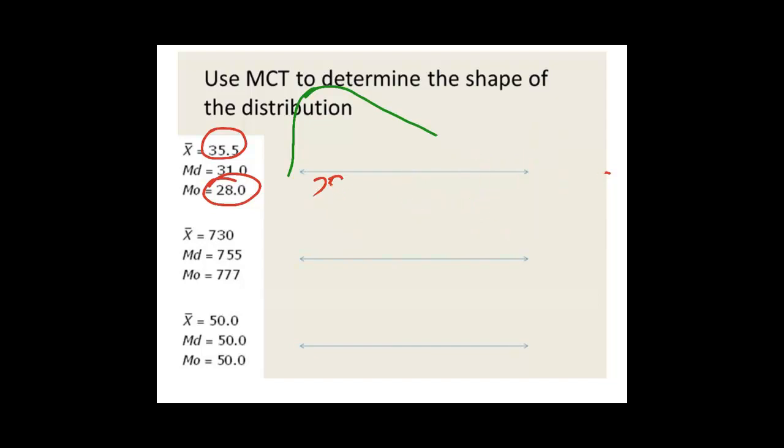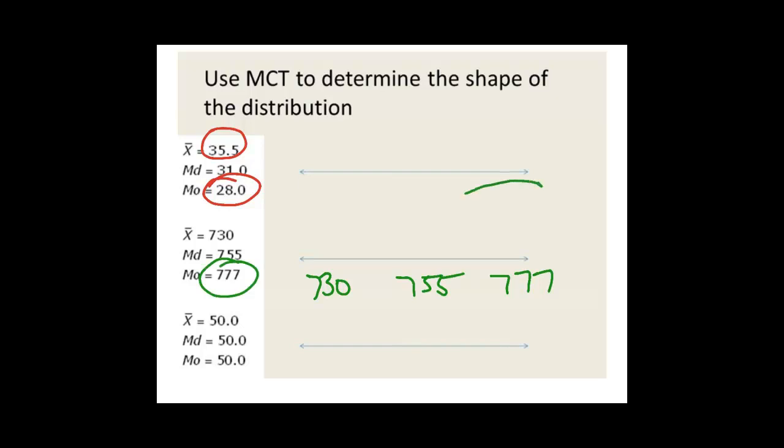Okay, let's try the next one. Same game. I'm going to find my smallest number and put it farthest to the left, and the largest farthest to the right, and then the other one's just kind of in there. The mode this time is 777, which means the hump is at the top. The mean is farthest to the left, median in the middle. The mean is to the left of the median, therefore it is left skewed or negatively skewed.